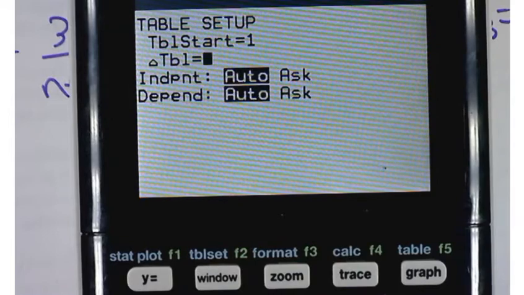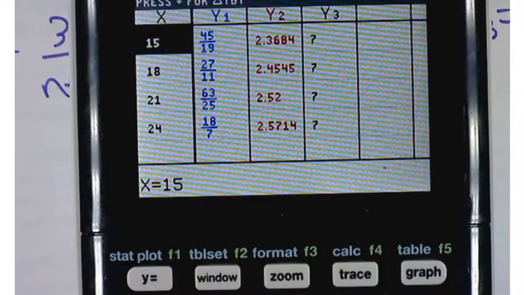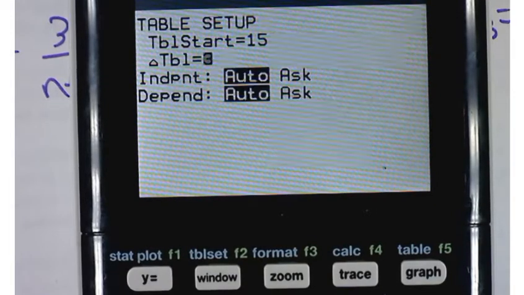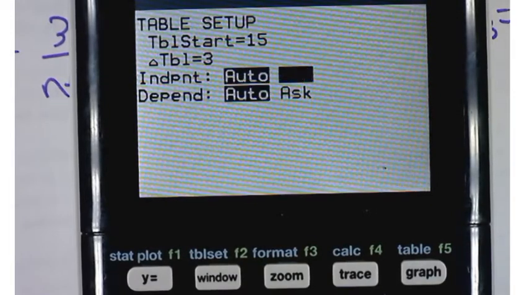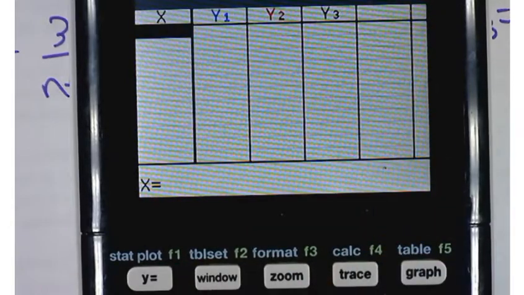Sometimes you want to start at someplace different, so maybe we can start at 15 and go up by 3. So you get a lot of flexibility there. But I think the most flexible thing is just to have it do what you want rather than what it wants. So that's why I suggest just setting it to ask. Okay.